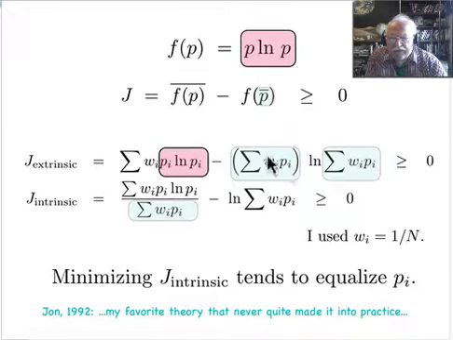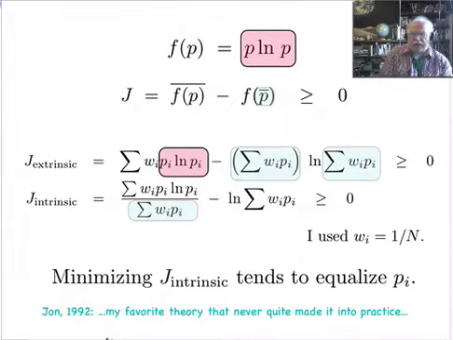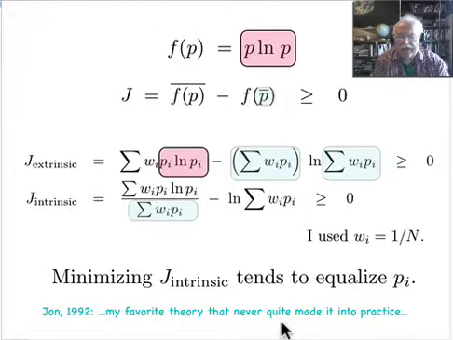If we divide this one by this, divide it out, now we get something which I call intrinsic. If you minimize the extrinsic, you could get all the p's equal to 0. We're not trying to encourage that solution, but here it's normalized, so all the p's equal to 0 isn't going to make you automatically minimum. Okay, so I used weights of 1 over n, and so this is what I did. Parenthetically, back in 1992 in my book, I said this is my favorite theory that never quite made it into practice, but today it does make it into practice, so I'm happy about that.